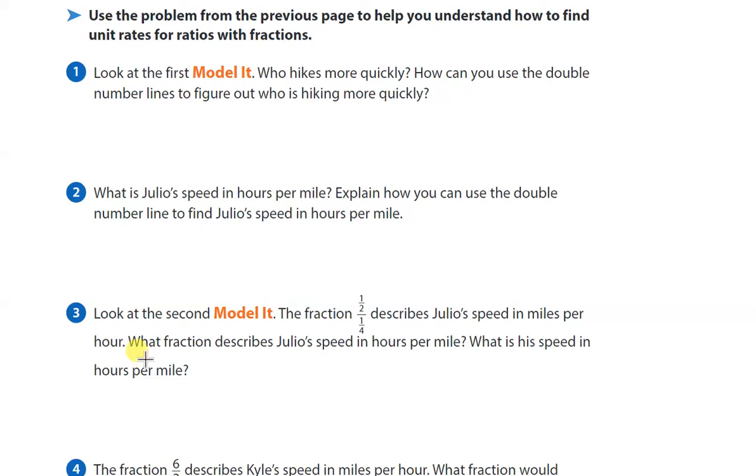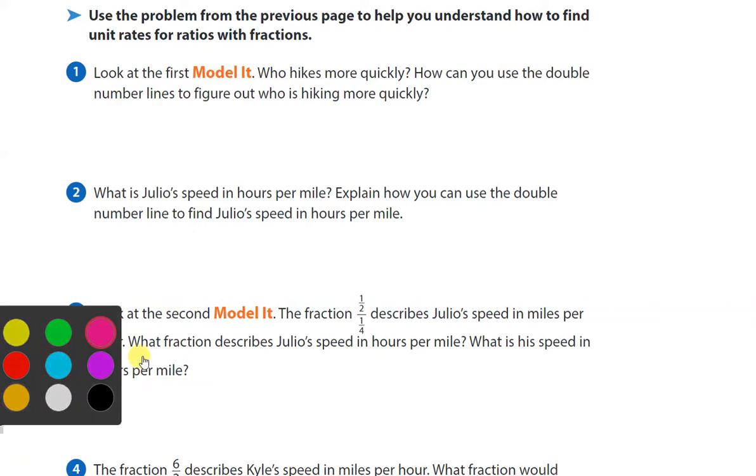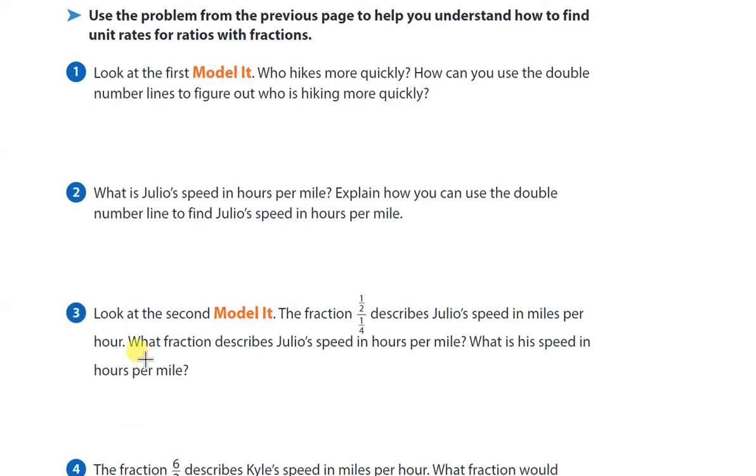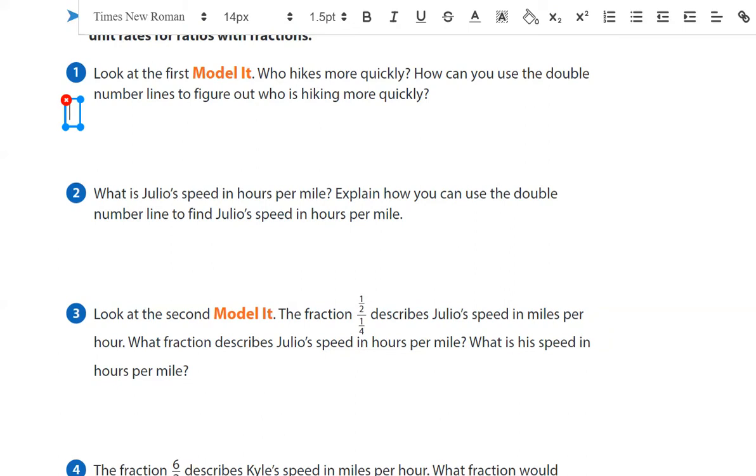And how can you use the double number lines to figure out who is hiking more quickly? Well, I'm going to use my typing tool. I'm going to try to remember to use it more because I know you don't want to watch me handwrite all this stuff. It says, who hikes more quickly? Okay, we're going to put Kyle hikes more quickly. And how can you use the double number lines?